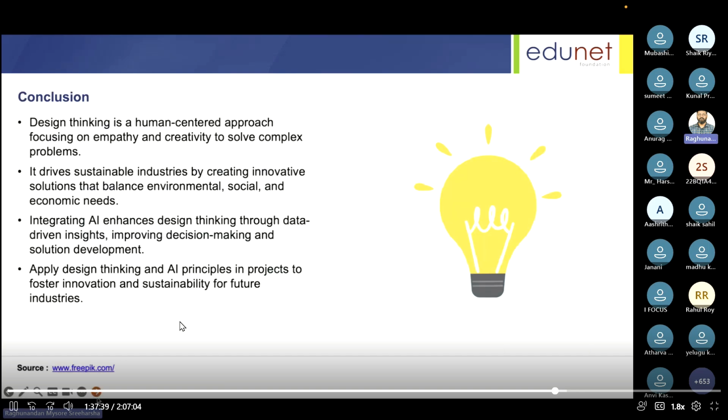Coming to the conclusion, design thinking is human-centered, focusing on empathy and creativity. It drives sustainable industries, making sure they have innovative solutions, and we need to balance environmental, social, and economic needs. Integrating AI enhances design thinking. Apply design thinking with AI principles to foster innovation and sustainable future industries.